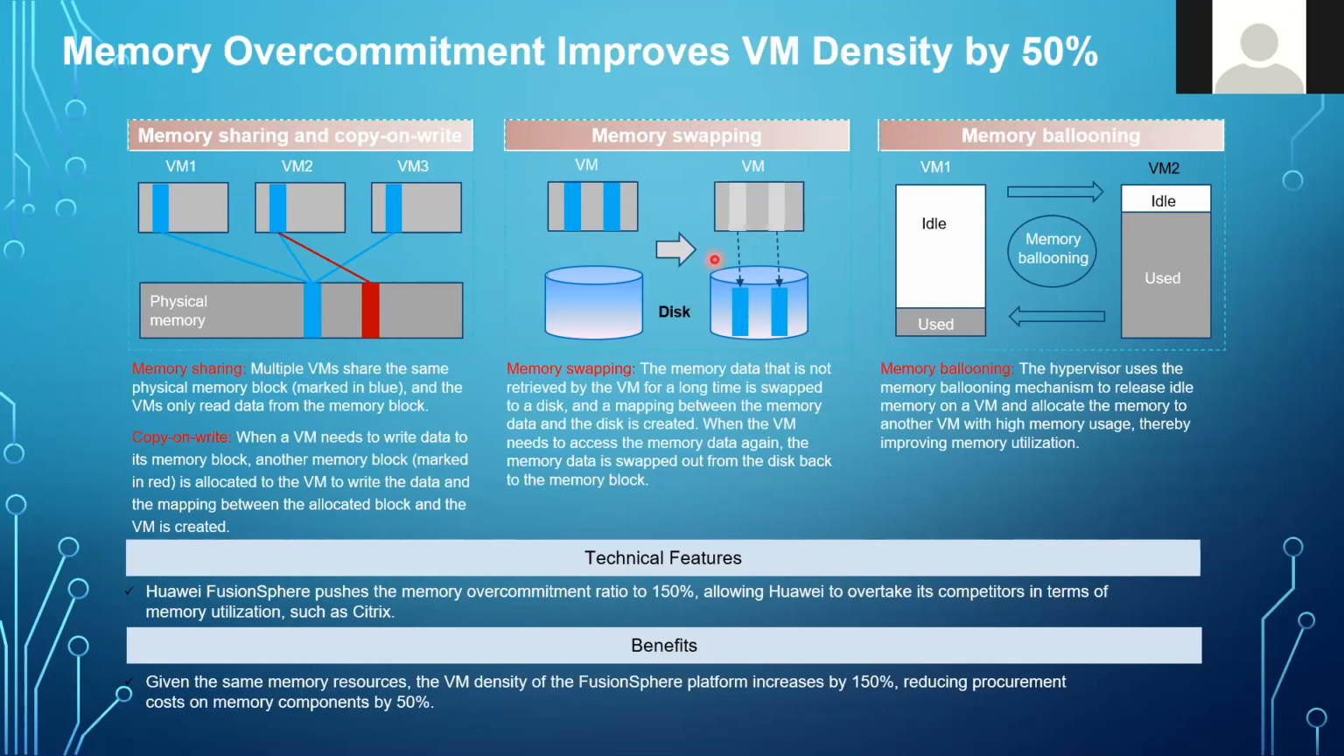And memory swapping: if the memory is idle for a long time, the memory will be swapped to a file on the disk. And if it is required, it will be swapped back into the memory again. So this is the second technology. And memory ballooning: for example, a VM has idle memory, and another VM needs more memory. So this VM can use the idle memory for usage. So these three technologies are used for memory over-commitment, and this will improve the usage of memory, and it will obviously reduce the cost as well.